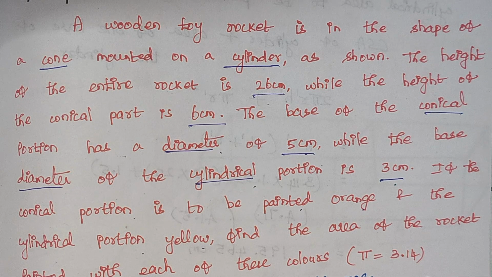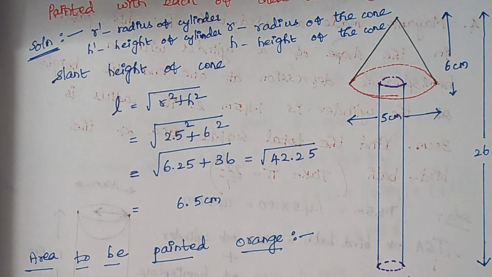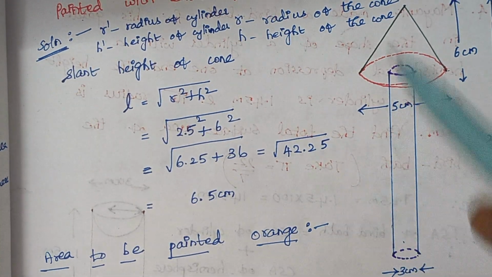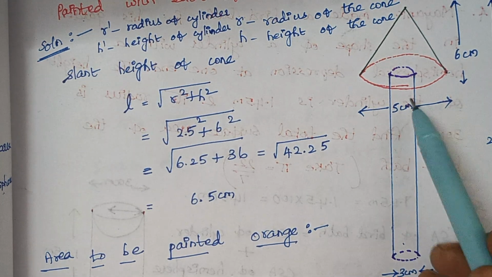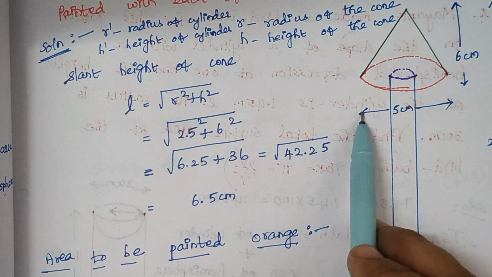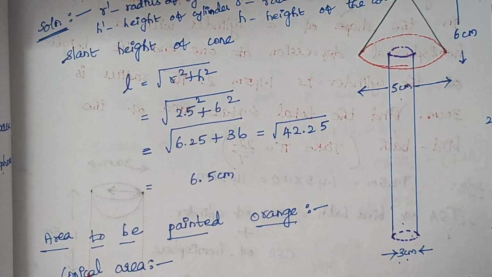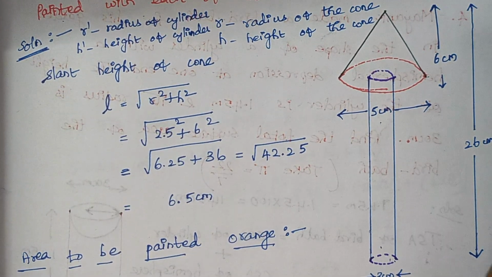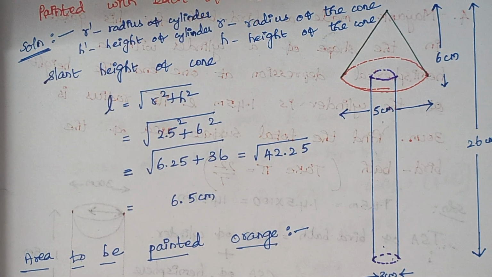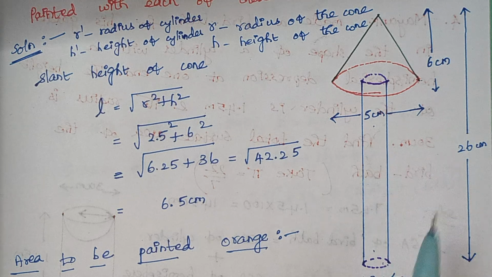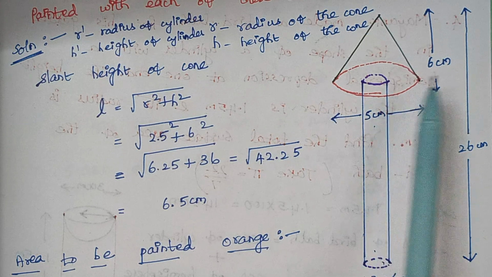So first we will draw our diagram. This is the cylinder. On the top of the cylinder I am having a cone. What are all the given data? The diameter of the cone is 5 and the cylinder is 3. It is clearly mentioned in the problem. Similarly, the total height is 26 and the height of this conical part is 6. This is also given. So this is our diagram. We have a cylinder and a cone is surmounted on the cylinder.